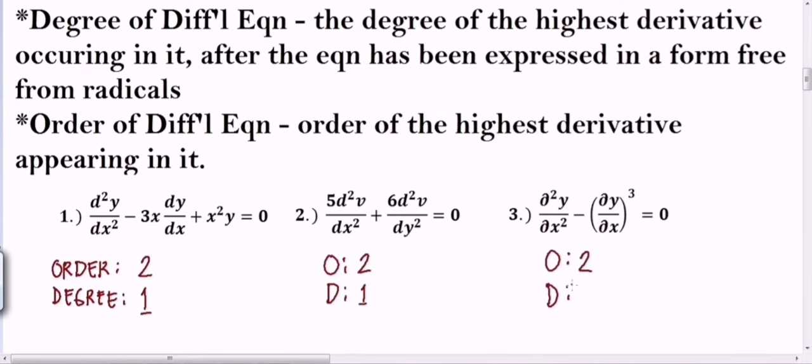Now, the degree of this one, even though the highest exponent you see is 3 on one derivative, you still look at the one with the highest derivative. This is our highest derivative. So, this one is raised to 1. So again, the degree of this is still 1. Okay? Even if you see that it is a cube, it is not the highest order or highest derivative. For the degree, guys, you look at the order or the highest derivative. Okay? So, that is how you identify the degree and the order.